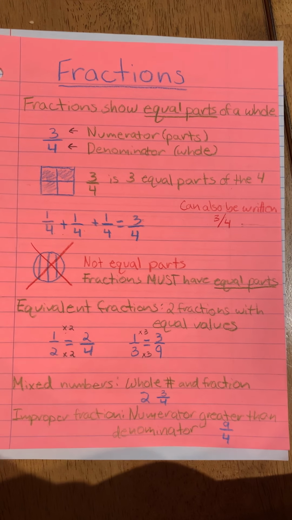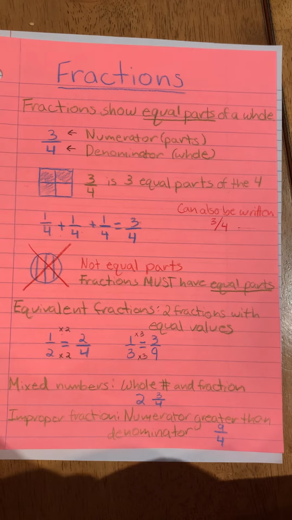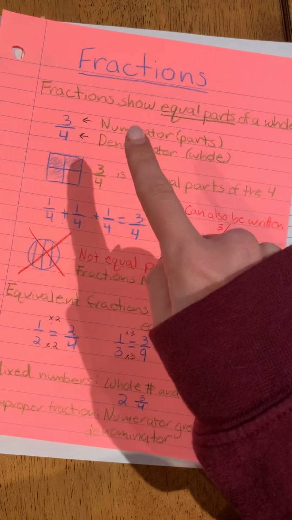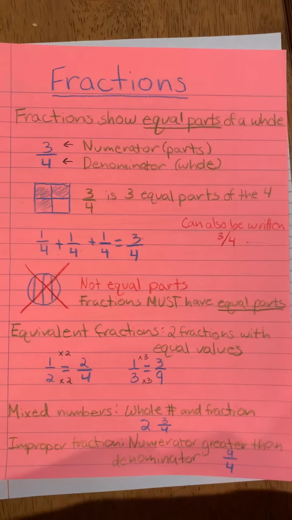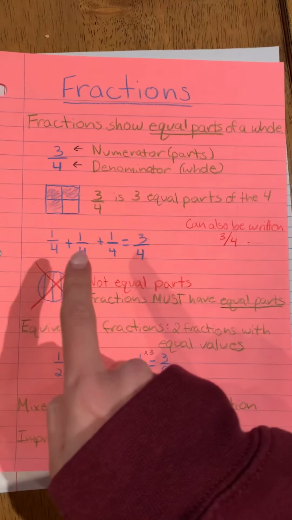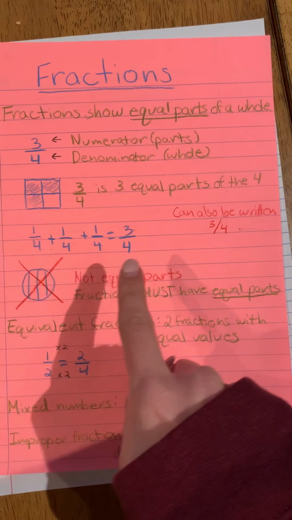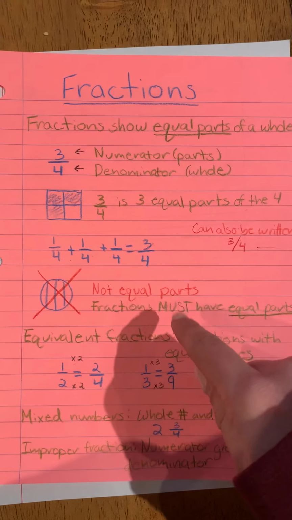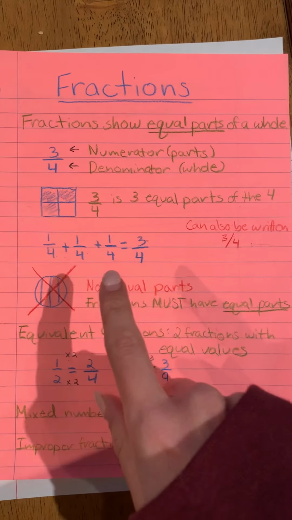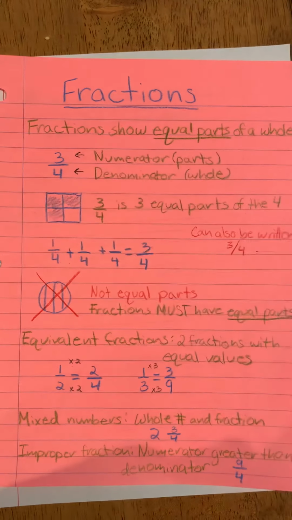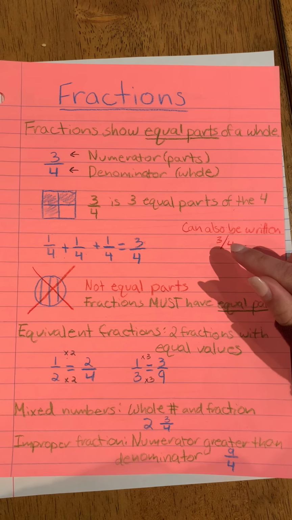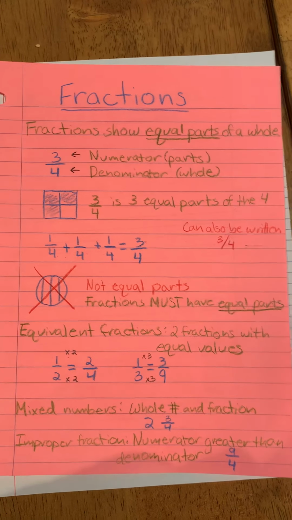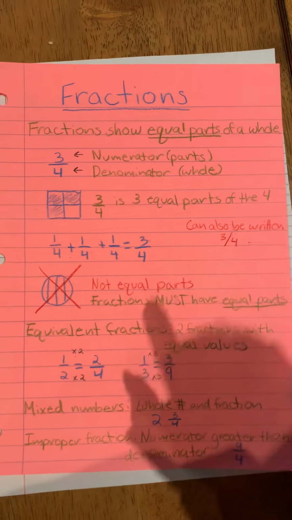So a quick review on fractions. Fractions show equal parts of a whole. The numerator, the top number, shows the parts. The denominator, the bottom number, shows the whole. We can decompose and break down fractions like this: 3/4 is equal to 1/4 plus 1/4 plus 1/4. And for the purposes of answering our assignment questions, we're using this backslash because that's how we're typing fractions.